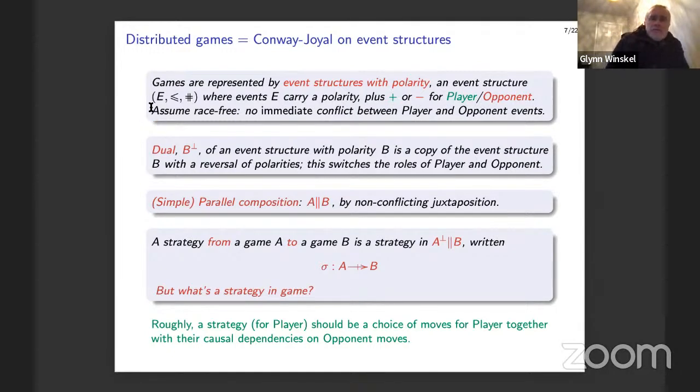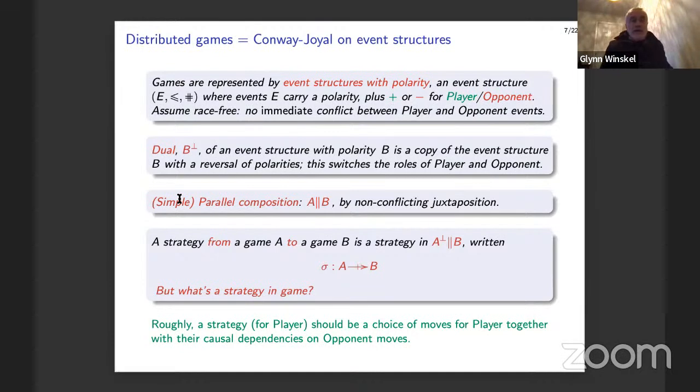Okay, well, we've seen event structures, and now I've just asked you to imagine these events tagged by player or opponent, plus or minus. And then there's an obvious dual operation, which is just to reverse the plus and minus. In that way, you switch the role of player and opponent. And we've seen, as in trees, that we can take the simple parallel composition of two event structures just by taking the non-conflicting juxtaposition of event structures.